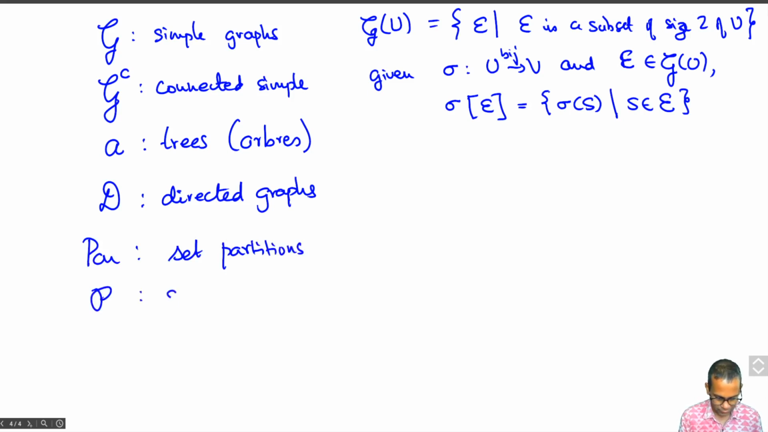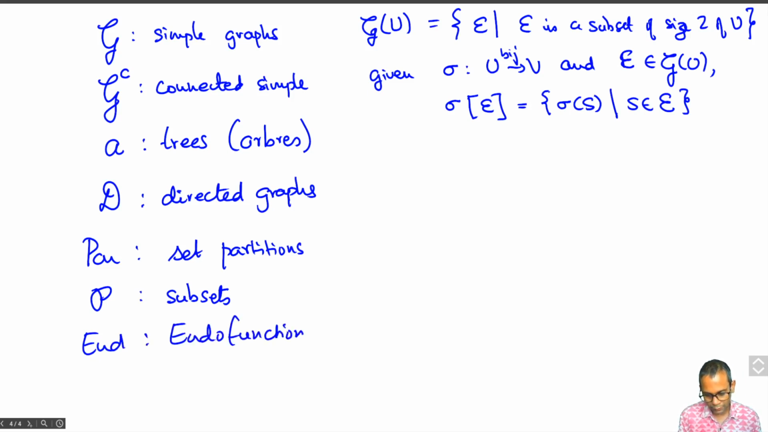P is the species of subsets. So given U, PU will consist of all the subsets of U. End is the species of endofunctions, namely all functions from U to U. Here maybe I should say a word.